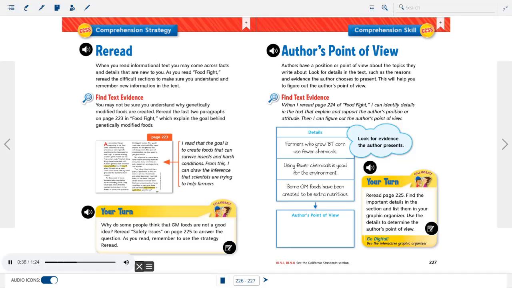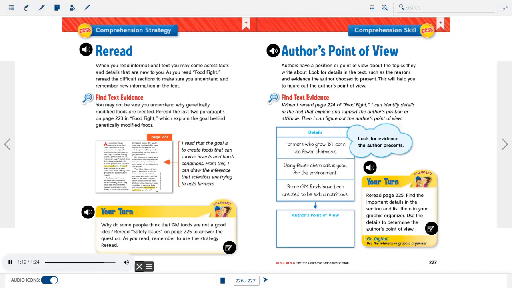But advances in gene science have created amazing shortcuts. Using new tools, scientists can put a gene from one living thing into another. That living thing could be a plant, a bacterium, a virus, or even an animal. These foods are called genetically modified foods, or GM foods. The goal of GM foods is to create foods that can survive insects or harsh conditions, or can grow faster. But are these advancements in agriculture good for us?